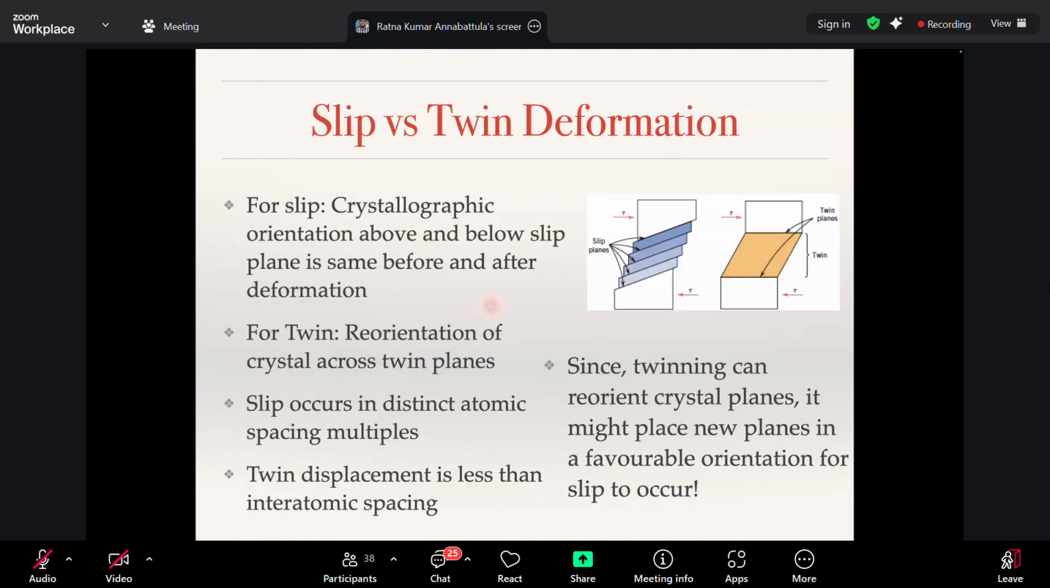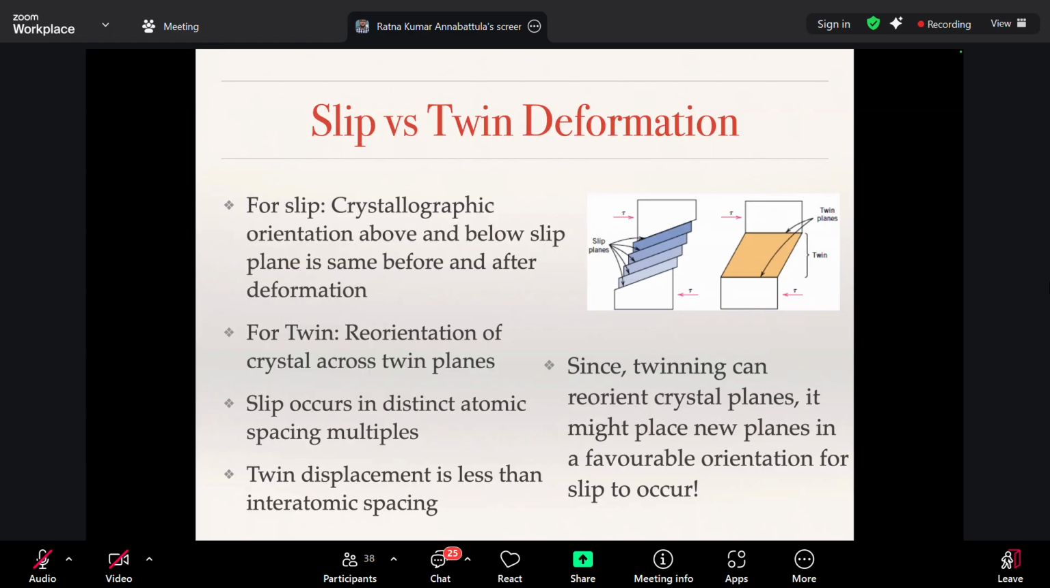If you look at slip, the surface features will look something like this, whereas for twinning, you will have twin planes about which you can see the plastic deformation taking place. For slip, the crystallographic orientation above and below the slip plane is the same. Before and after the deformation, the crystallographic orientation will not change below and above the slip plane. Whereas in twins, the crystallographic orientation will change above the twin plane and below the twin plane.